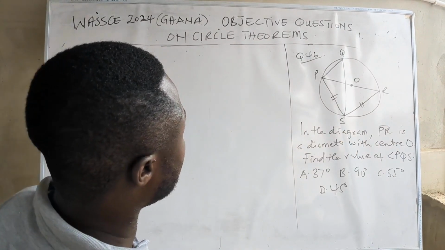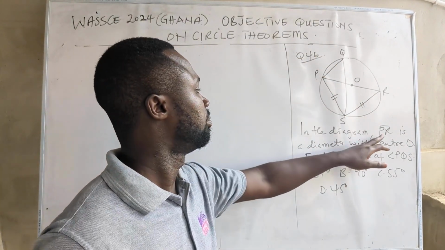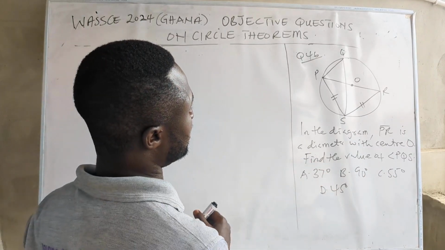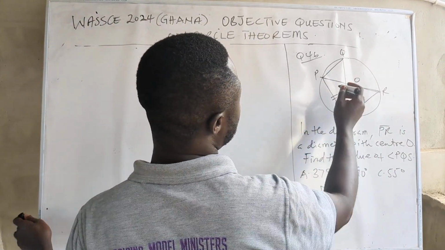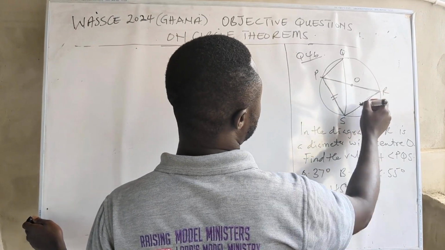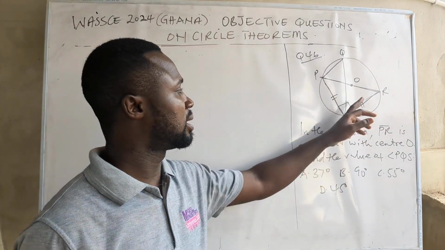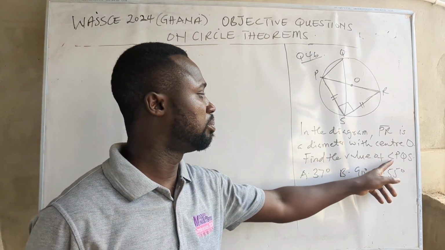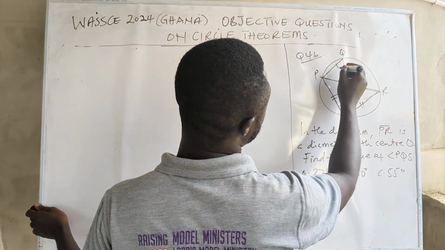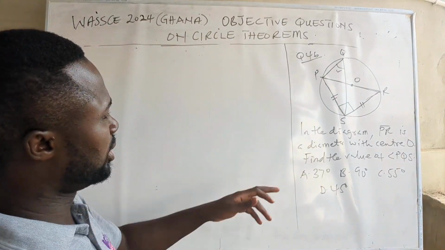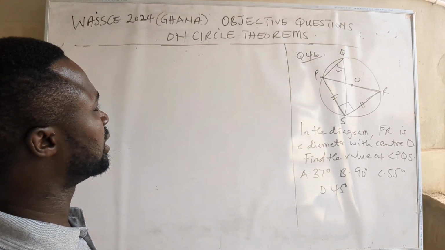All right, so this is our last question on the objectives on circle theorem. So in the diagram, PR is a diameter. Okay, so here is the center, so PR is a diameter. So if PR is a diameter, then what will happen is we get an angle of 90 at the circumference. So we should take note of that, with center O. Find the value of angle PQS. PQS, so this particular angle PQS.